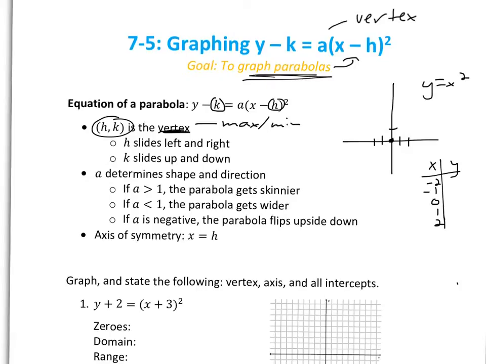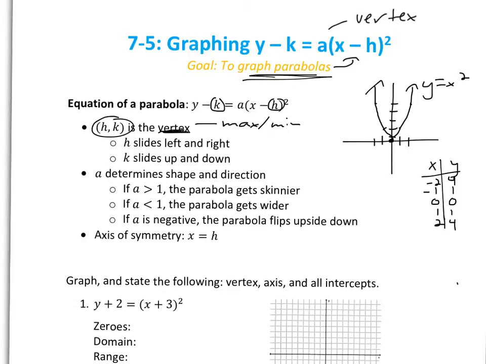All right, we need to find all the y's. So 0, 0 obviously works. If you plug in 1 or -1 for x, you're going to get 1 for y. And you're going to get 4 if you plug in 2 or -2. So we plot all of those points. You need those 5 points in order to graph these things. Okay, and that's how you graph it. So it looks just like that.